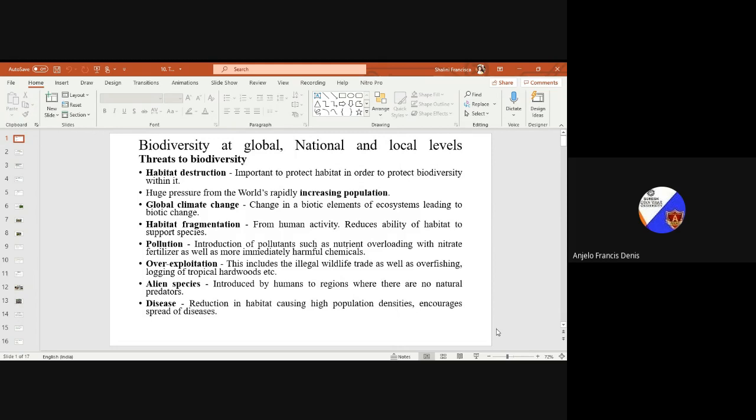So these are all the major factors which are threatening, disrupting, and depleting the biodiversity at all levels, whether national, local, or global. At each and every level, these activities are occurring.